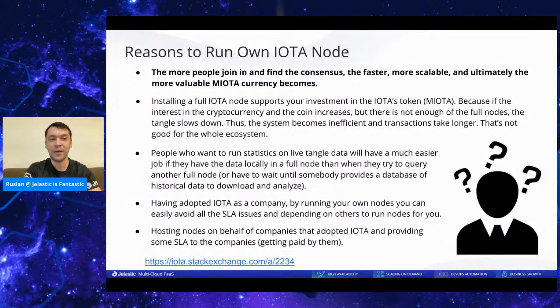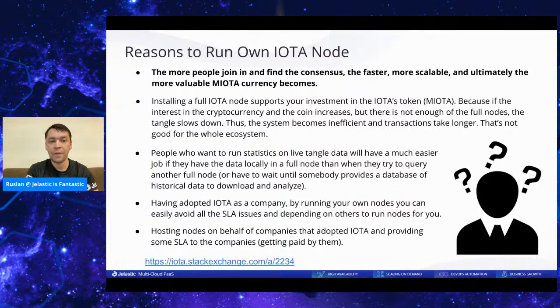So what are the benefits and reasons to run your own IOTA node? First of all, the more people join and find the consensus, the faster and more scalable the currency will become. The network will be more scalable, and operations will be performed faster. Also, by installing a full IOTA node, you support your own investment in the token, because again, the whole network will be more stable, more scalable, and transactions will happen faster.